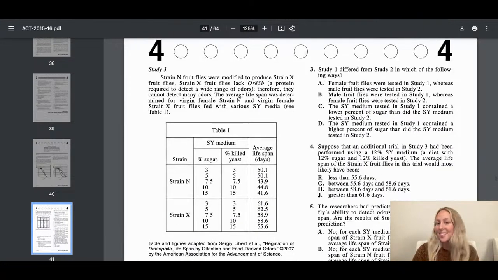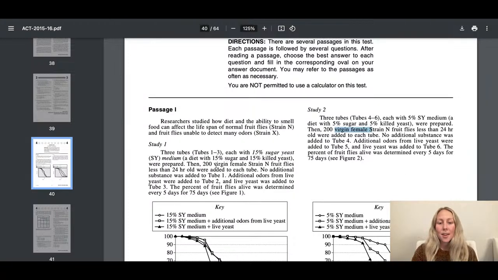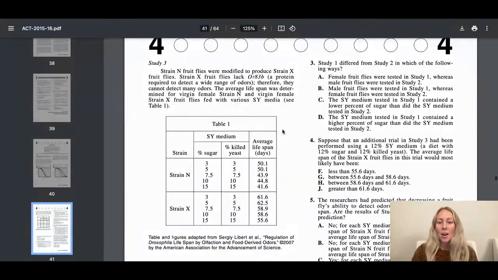Okay, question 3. Do it with me. Study 1 differed from study 2 in which of the following ways? Just want to know how they're different. Look what we have here. Female fruit flies tested in study 1. Male fruit flies. What do we already know? There are no male fruit flies. Toss out A. What about B? Right off the bat, male fruit flies. We already figured out they're both females only, right? So A and B are both out.